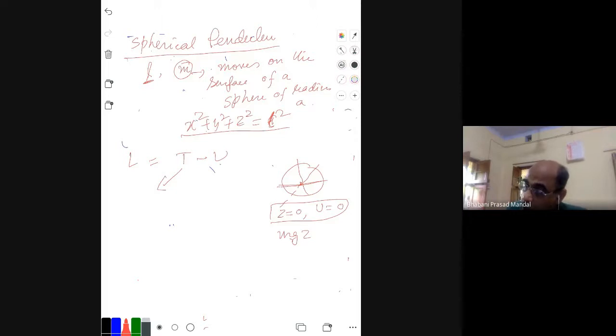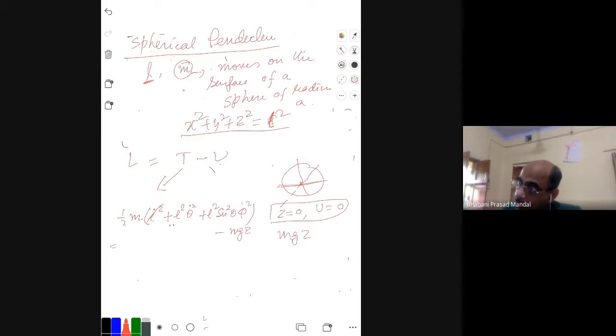in spherical polar coordinates. You should remember that it is half m, then L dot square, but here L dot square will be 0, then L square theta dot square and L square sine square theta phi dot square. But L is fixed here, so the radial term will not be there. And then the potential energy is mg.